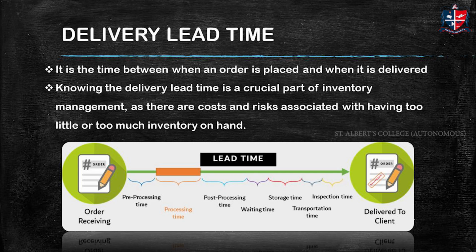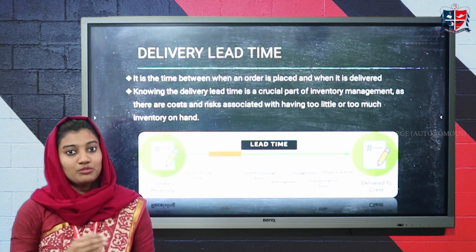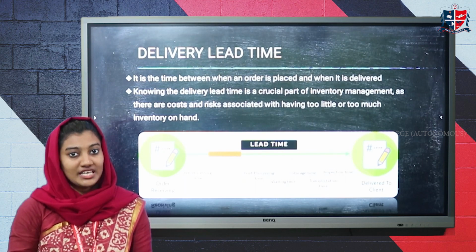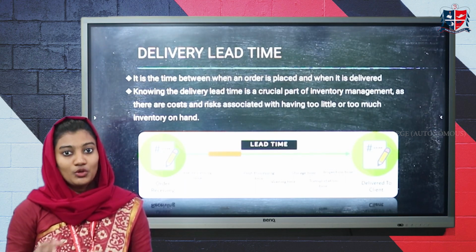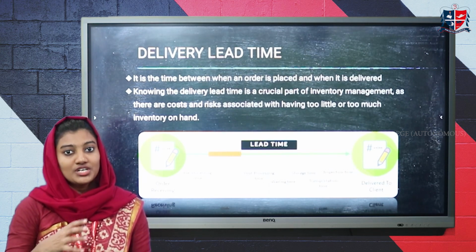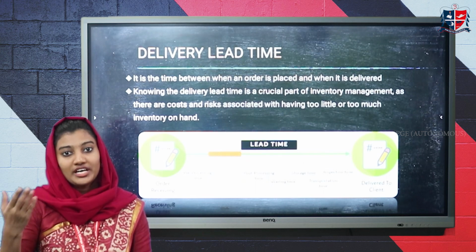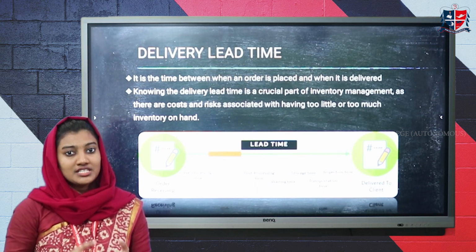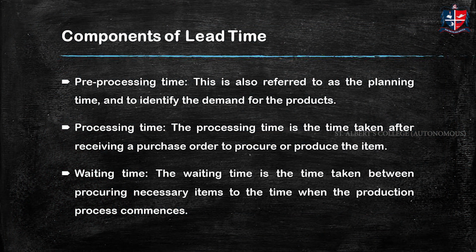So firstly, what is delivery lead time? Delivery lead time is actually the time between when the order is placed and until the order is delivered to the customer. Okay, so we know that after receiving an order from the customer, there are various stages through which we have to make the product ready for the product being actually delivered to the customer. So, it is the time during the production and transportation and storage time. So, we'll see what are the components of the delivery lead time.